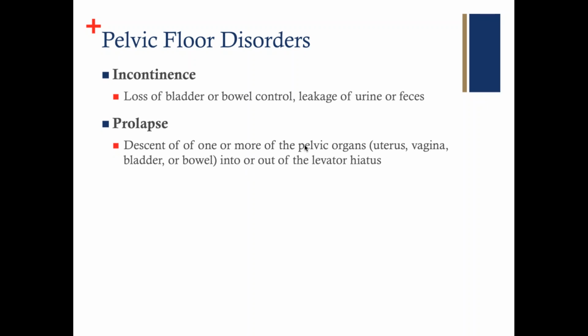Prolapse, especially pelvic organ prolapse, is the descent of one or more of the pelvic organs, which is the uterus, vagina, the bladder, or the bowel, into or out of the levator hiatus. Well, we know tissue that is supposed to be inside the body does not survive well outside of the body. We need to have things in the right location, and I'll show you some visuals to be able to get a better picture of what that looks like. We also have emptying disorders falling under the umbrella of pelvic floor disorders. This could be difficulty urinating or moving the bowels.